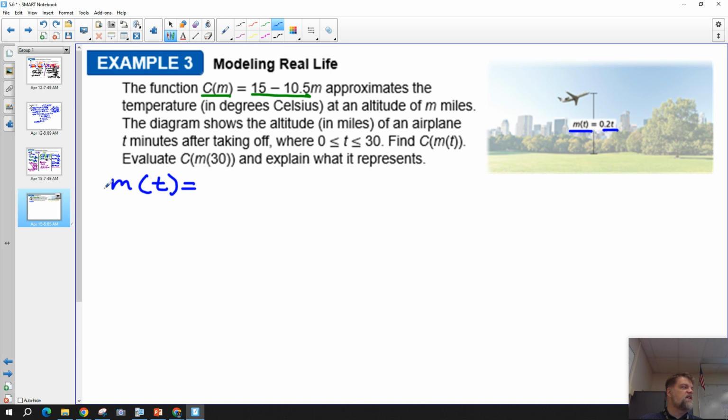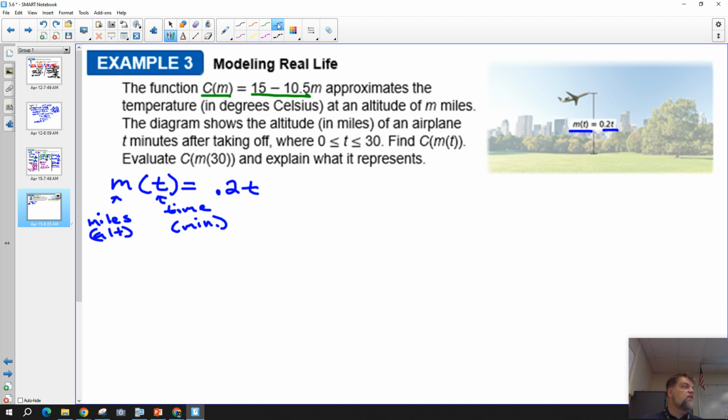So this represents time. Actually, no, m represents the miles. It's the height over time, right? So this represents the miles, or the height, or the altitude. So how many miles is the plane off the ground after so many minutes, and this is time. It basically climbs 0.2 miles for every minute, t.